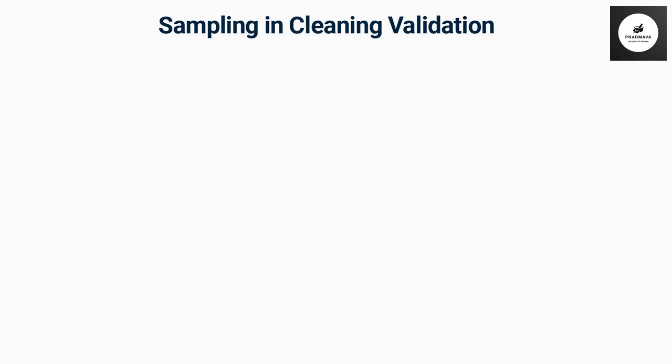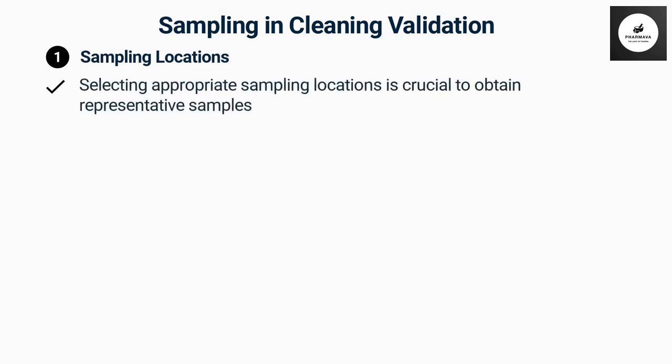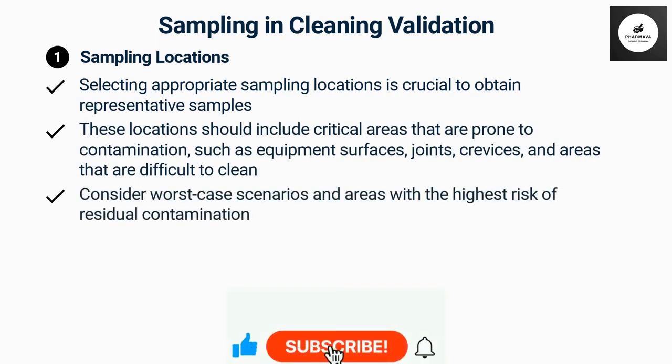Now, let us know the key considerations for an effective sampling strategy. Sampling locations. Selecting appropriate sampling locations is crucial to obtain representative samples. These locations should include critical areas that are prone to contamination, such as equipment surfaces, joints, crevices, and areas that are difficult to clean. Consider worst-case scenarios and areas with the highest risk of residual contamination.